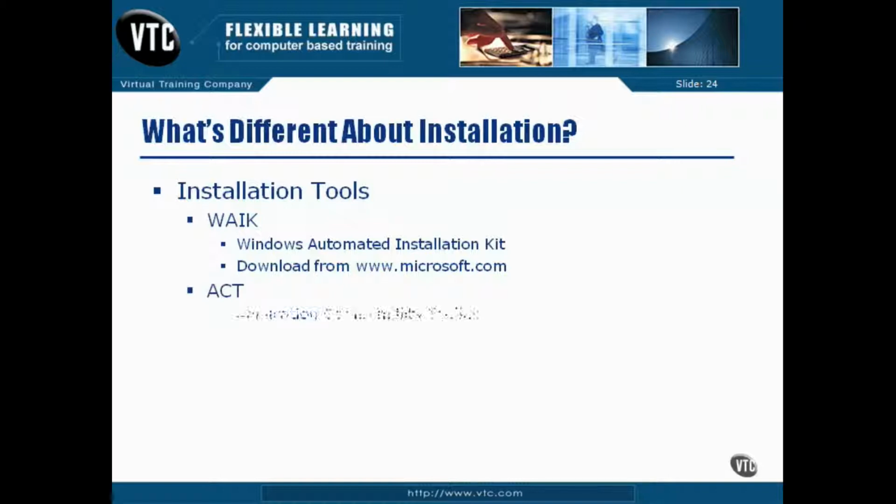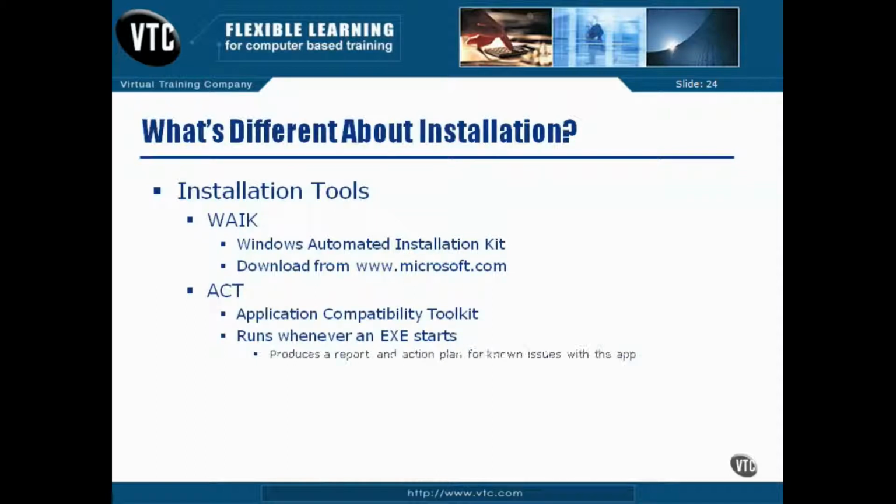One of the tools is an Application Compatibility Toolkit. Now, this thing is real interesting. You start this off, and this will run whenever an executable file first starts off, and it will check to see if it's okay. It will produce a report for you, and then it will produce an action plan for any known issues with the app that it finds. You can use this to push patches and upgrades to clients in the future. So this is not used just for installations, but it can be used for other things as well.